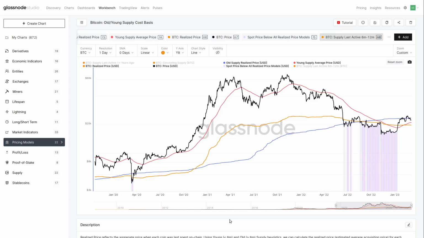Now, in this instance, we've got this blue curve here. This is our older supply, coins older than 6 months. So if you can cast your mind back 6 months ago, we had the 3 arrows and the Luna collapse. We were in this consolidation range.